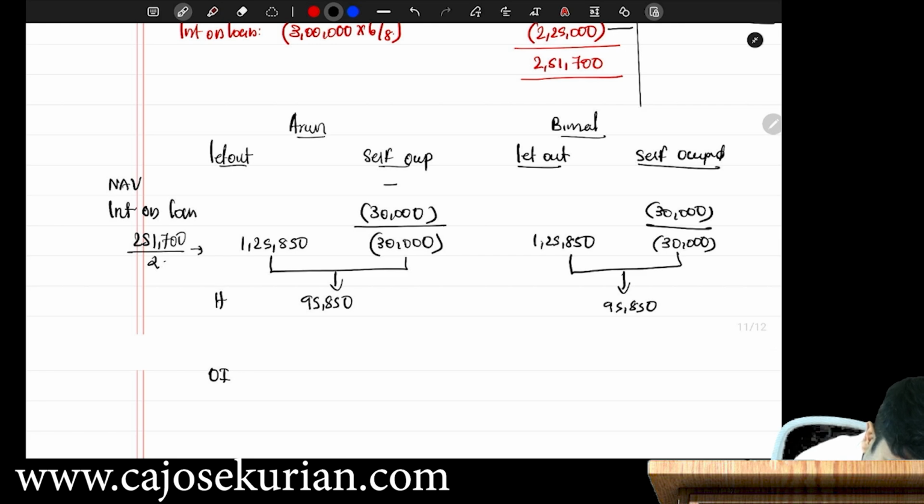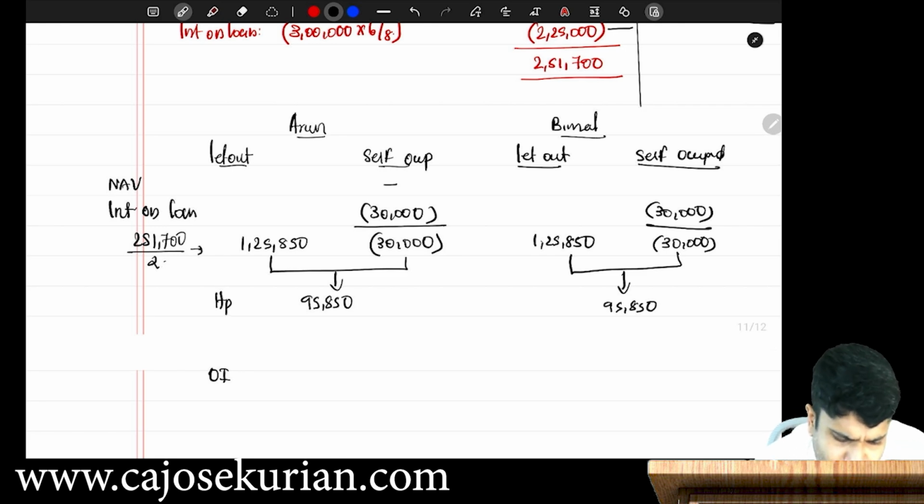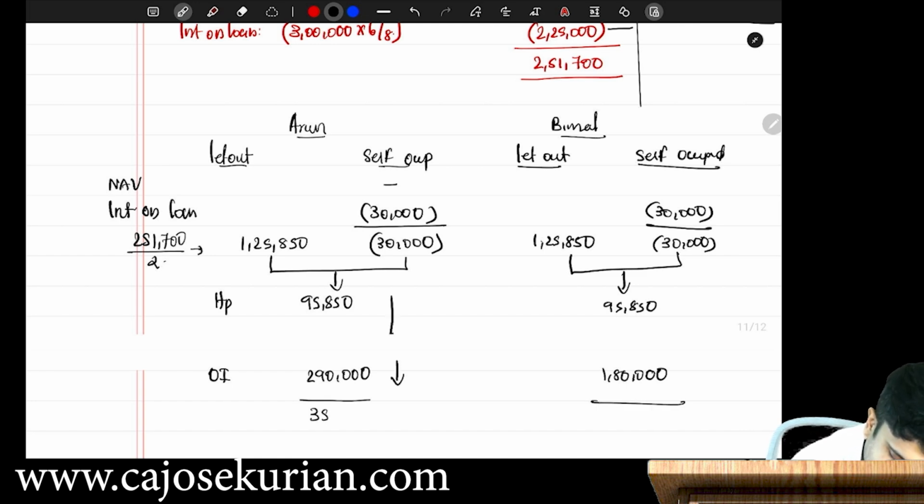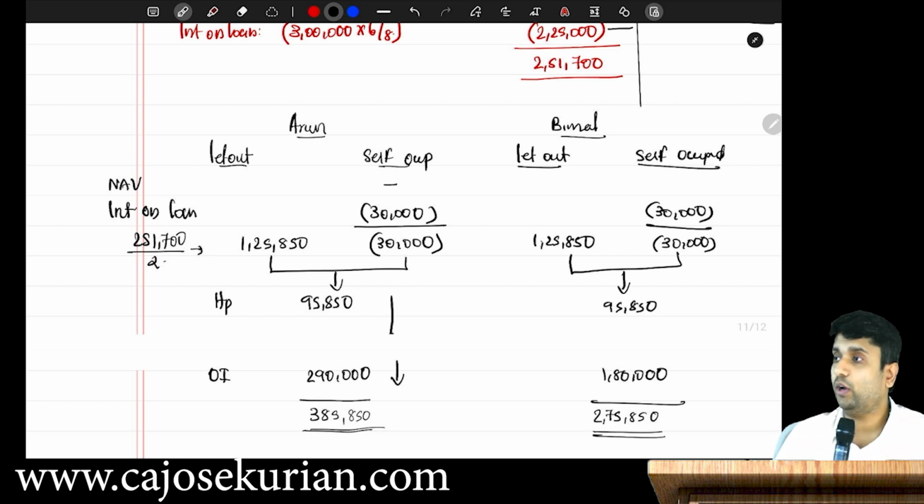Now note over here, they have other incomes also. This is from house property. And what are the other incomes? Arun has 2,90,000 rupees as other income, and Bimal has 1,80,000 rupees as other income. And can you help me with the total income computation? 3,85,850. And how about Bimal? 2,75,850. This is the final answer. Are you all with me?